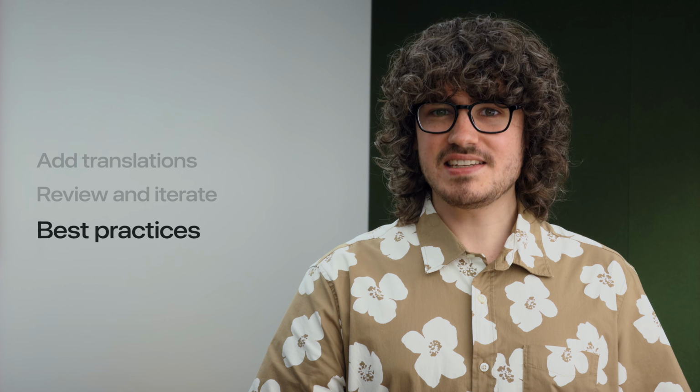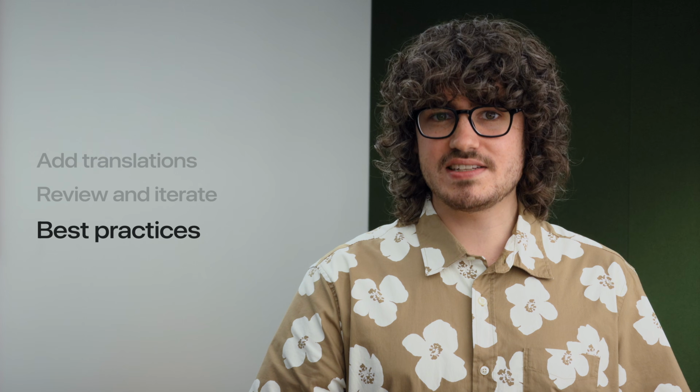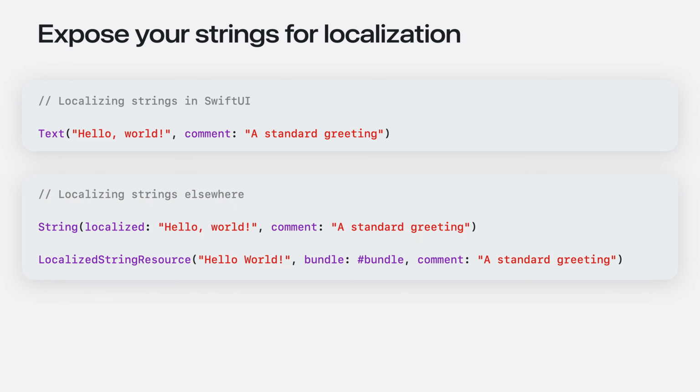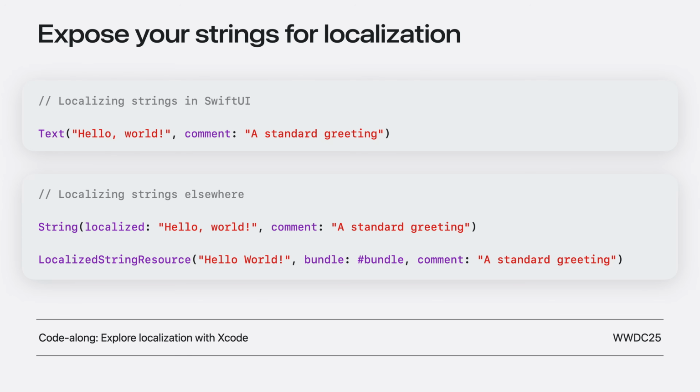Before I wrap up, I'd like to mention a few tips and best practices that you can take advantage of to get the most out of the translation features in Xcode. Having a well-localized app means that all user-facing strings should be translated. Of course, this can only happen if your user-facing strings are localizable. As I mentioned near the beginning, SwiftUI code is localizable by default. In the rest of your code, you will likely need to use string localized or other APIs to ensure your strings are localizable. For more details on the APIs you can use for localization, check out Code Along, Explore Localization with Xcode.